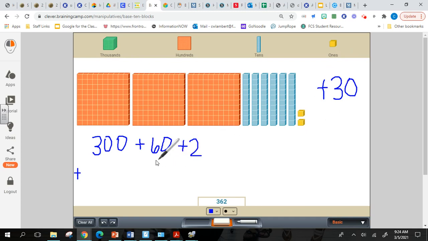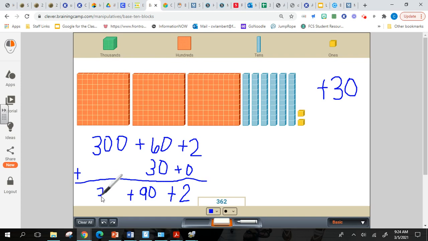Now I'm adding 30. So with 30, there is 30 plus, and there's nothing. There's no ones. It's 0. So I can put that together, and I know 2 and 0 is 2. 60 and 30 is 90. And I still just have 300 because nothing was added to my hundreds place. Nothing was added to my ones. Only the 10s, 60 and 30 made 90.